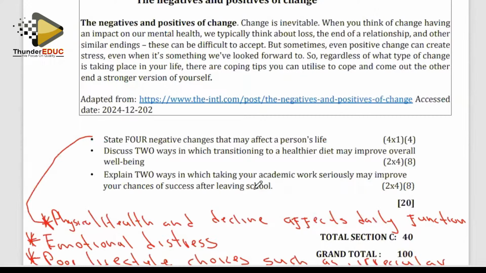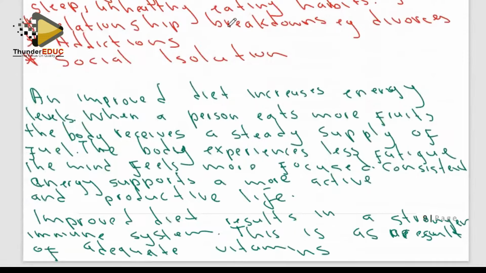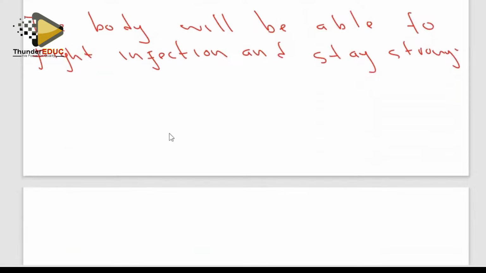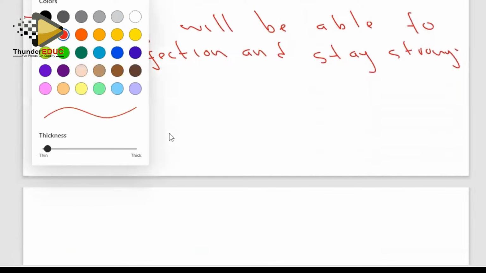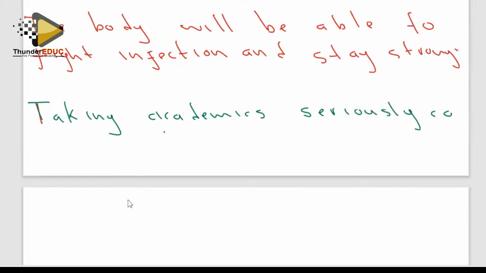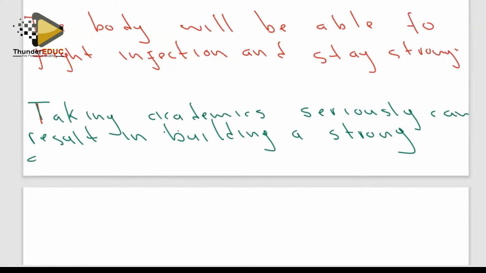Explain 2 ways in which taking your academic work seriously may improve your chances of success after leaving school. So I'm going to write it on the whiteboard. Taking academics seriously can result in building a strong subject knowledge base.